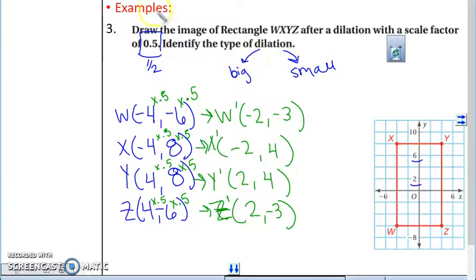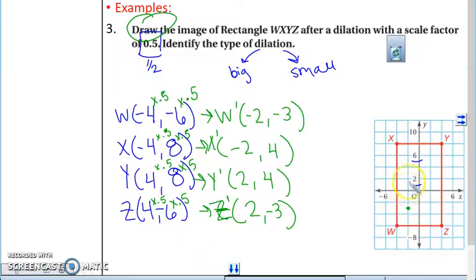Now we're ready to draw it, because it does say draw the image with a scale factor, and then identify if it got bigger or smaller. So negative 2, negative 3. Negative 2, negative 2, negative 3.